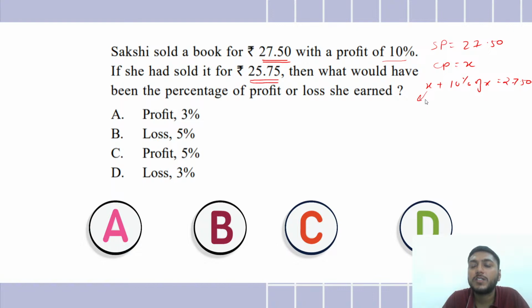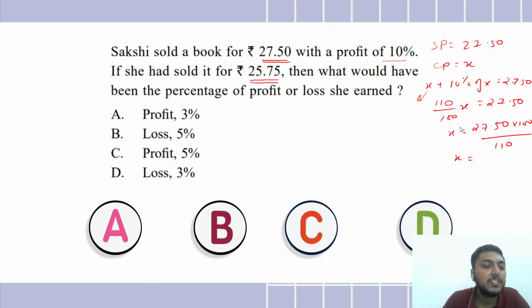Now what is this X? Let us assume this is 100% of itself. So now this would ultimately become 110 by 100 into X is equal to 27.50, right? So now the X value is 27.50 multiplied by 100 upon 110. So tell me first of all, write down in the chat box, what is this cost price? What is the value of X? Let me see how many of you have got this cost price of this book.